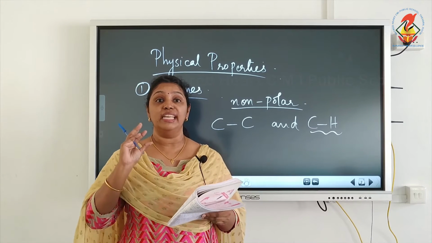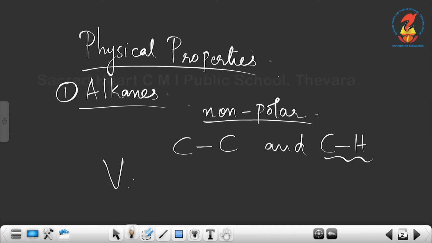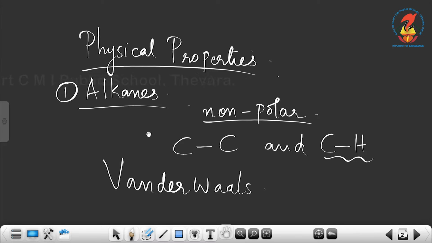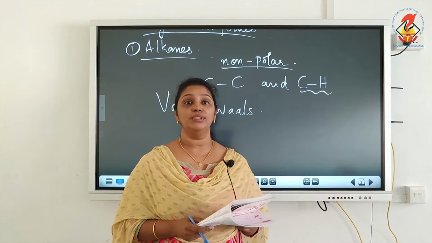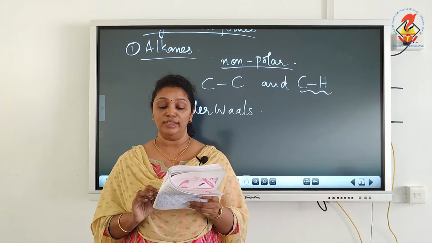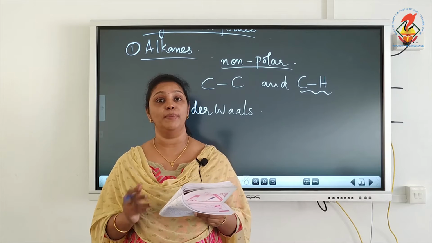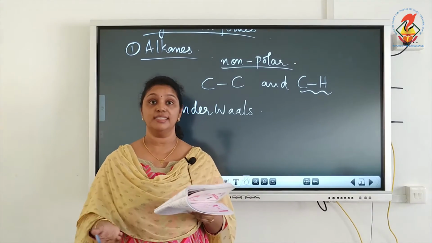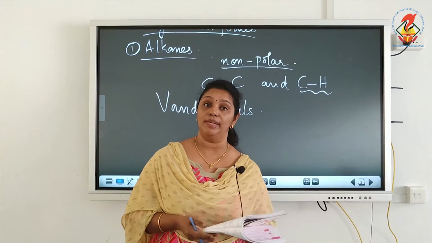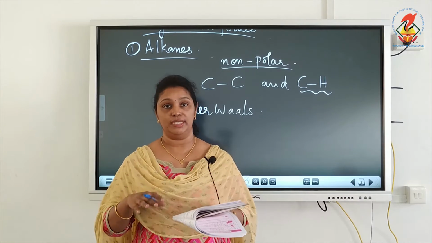Now, what is the intermolecular force of attraction present in alkanes? They are the van der Waals force. So, the intermolecular force of attraction present in alkanes is van der Waals force. And we know that this van der Waals force depends mainly on the shape and size of the molecule. The magnitude of these van der Waals forces depends on the surface area of contact between adjacent atoms. Greater the surface area, stronger will be the van der Waals force of attraction. Now, let us discuss each physical property of alkanes in detail.